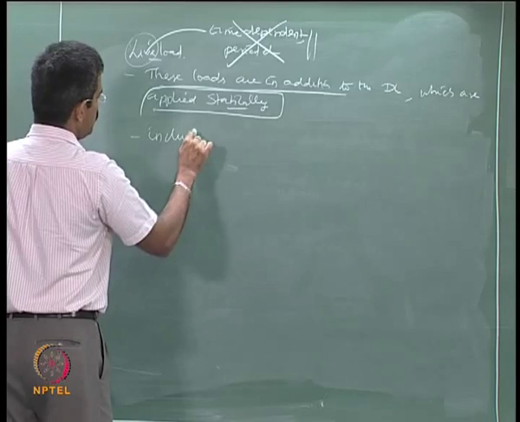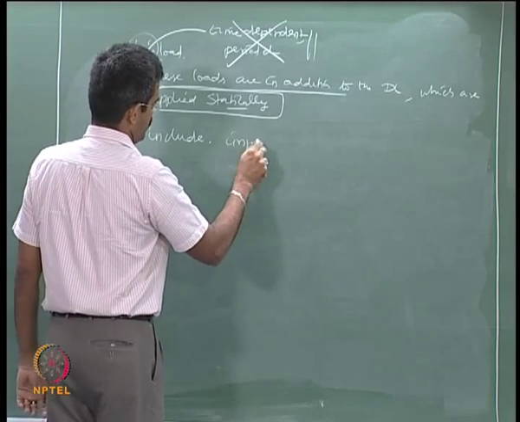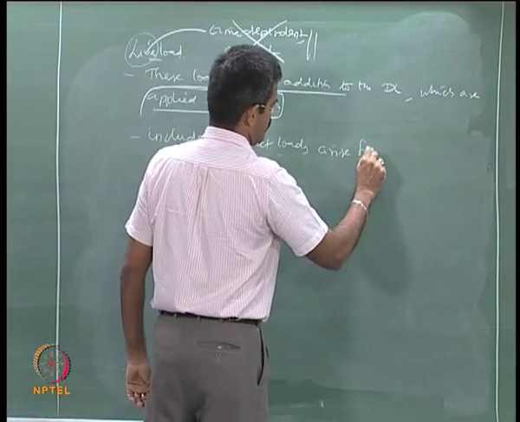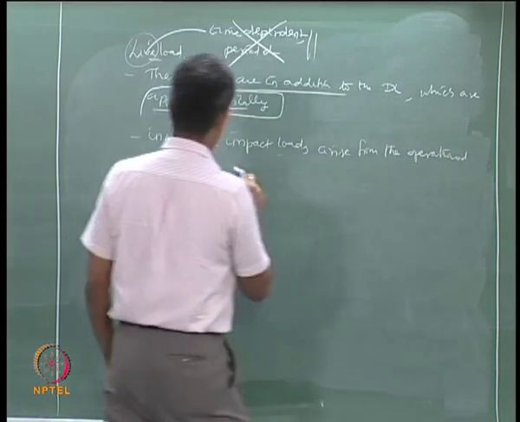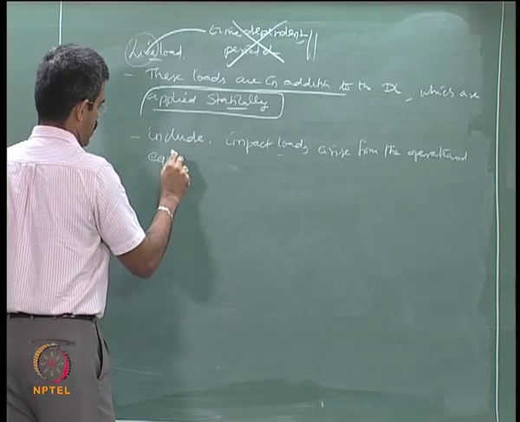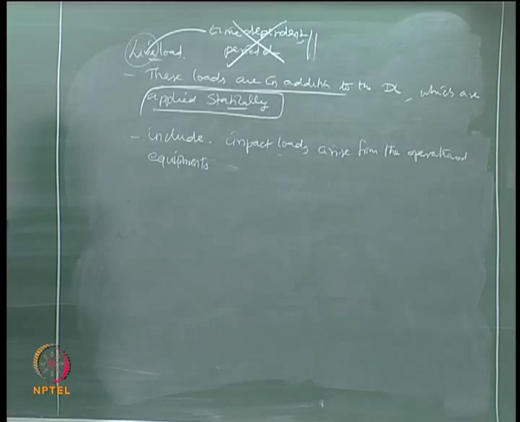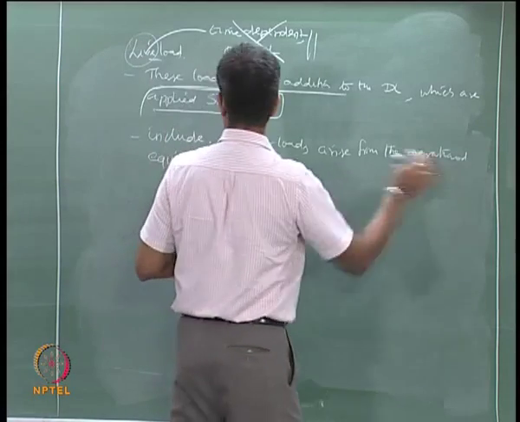So, they include impact loads that arise from the operational equipments. So, what is the guideline? How do I know? Because I have said simply operational equipments.